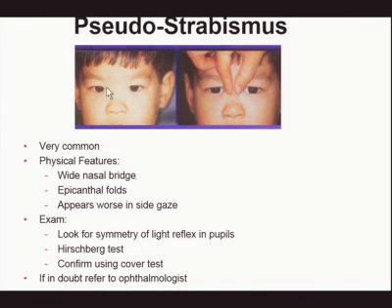So you can see here with this child, if you simply pinch the skin together, the eyes are going to look straight, but usually parents and kids don't like it when you do that, so don't do that. But it does demonstrate that the eyes are actually straight. But typically these kids have a wide nasal bridge, wide epicanthal folds, and then they appear worse in side gaze.